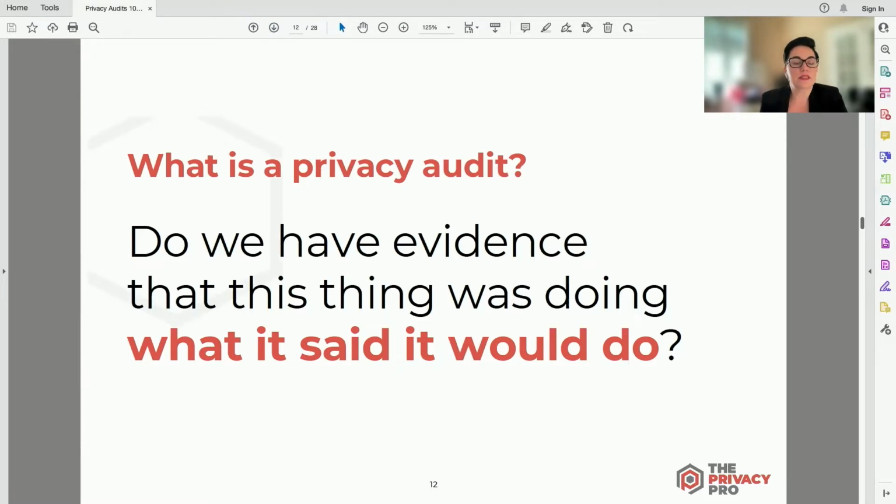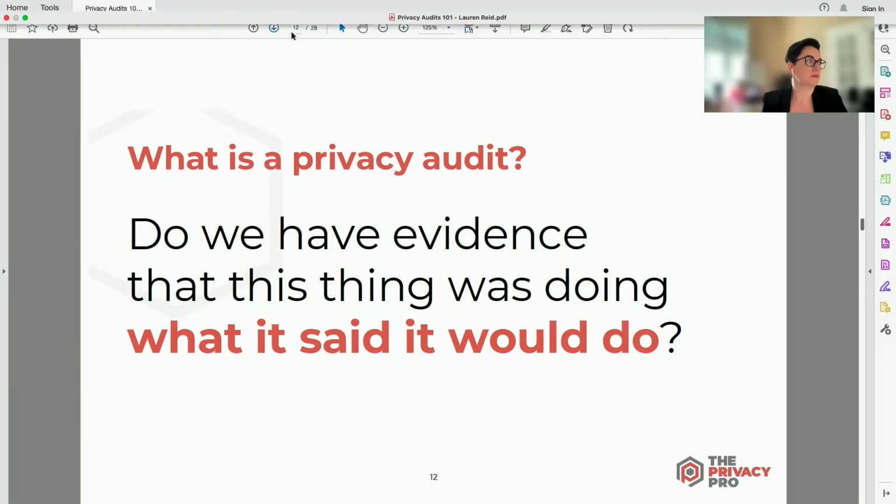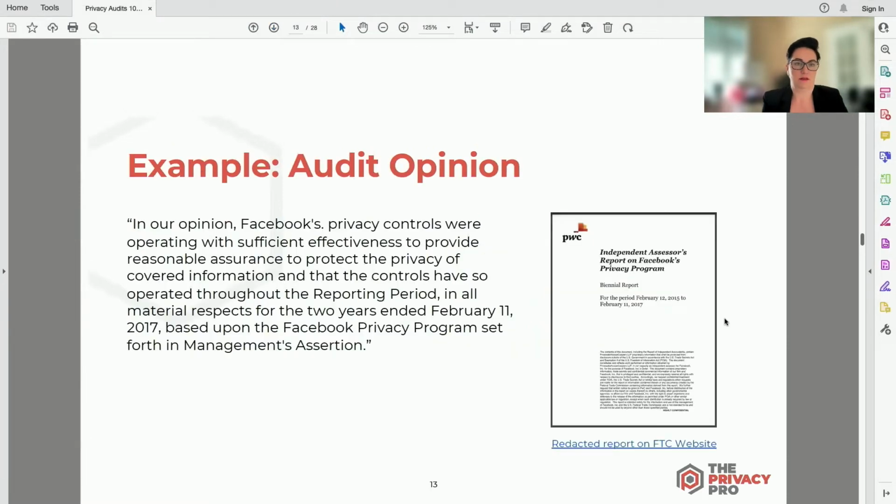But just to be very clear about what an audit does and doesn't say. It does not answer the question, is this thing trustworthy? That's neither specific nor objective. It doesn't answer the question, does this thing work? Because an audit's backward looking. So the closest we could get is to have evidence that it was working. All right, so if it doesn't say all of that, what does it say? I'm going to show you an example.